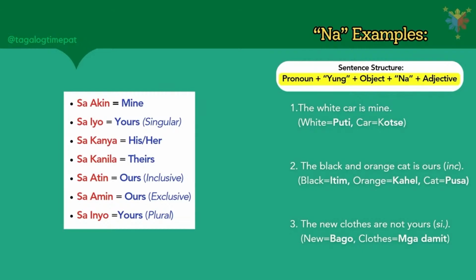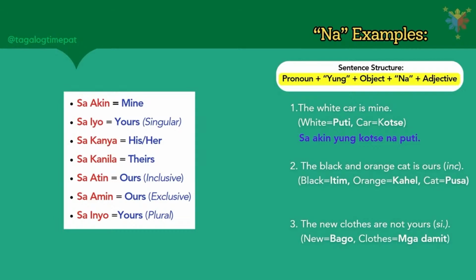The white car is mine. White is puti, car is coche. So let's just follow this sentence structure. Pronoun first, sa akin, yung, then it's the object coche, then it's the sentence marker na, and then it's puti, the adjective. Sa akin yung kotse na puti. The white car is mine. Sa akin yung kotse na puti.